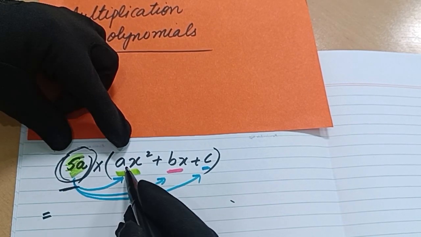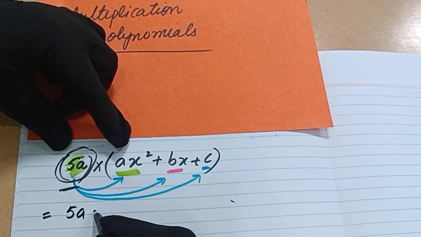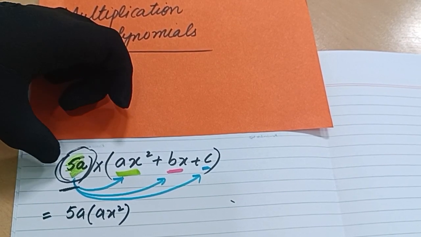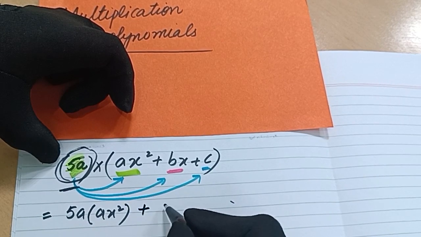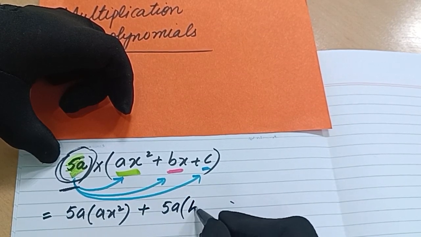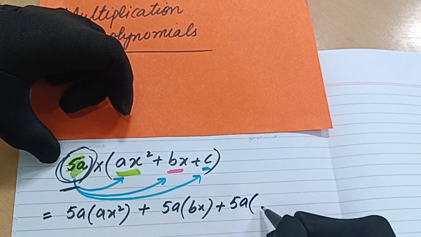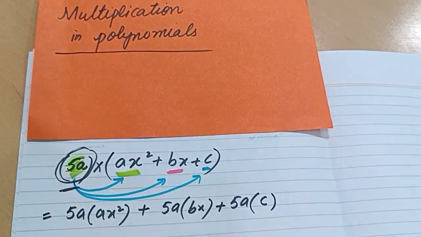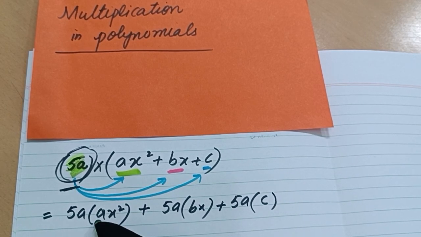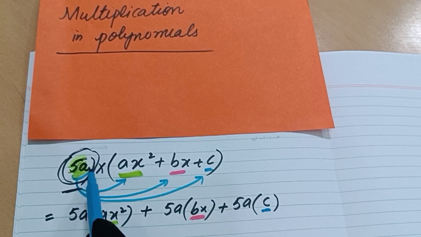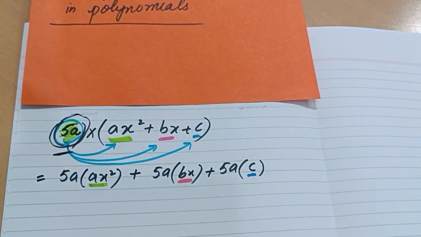These two things are multiplied, so 5a multiplied to ax square. If this is positive, so this sign will remain the same, plus 5a multiplied to bx, plus 5a multiplied to the third term c. Okay, see what I have done. I write the first term, then the second term, and then the third term. They all are multiplied to the first term, this one. Now how will we multiply?